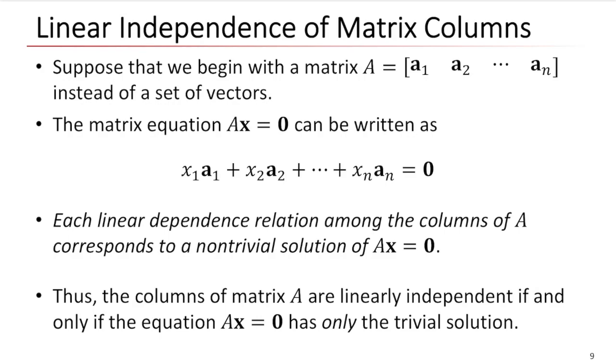Now let's move on to the matrix form. Suppose that we begin with the matrix A equal to [A1, A2, ..., AN], where these are the column vectors. Then the matrix equation AX equals 0 is the zero vector on the right-hand side. What was that? A homogeneous system, right?